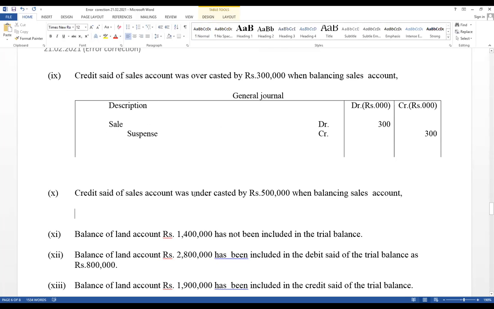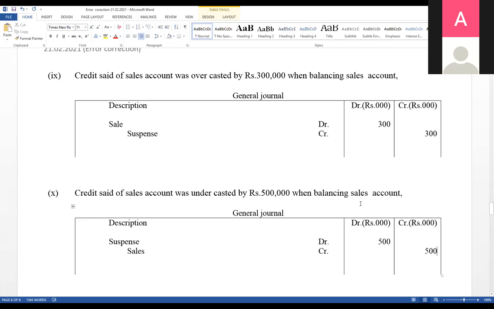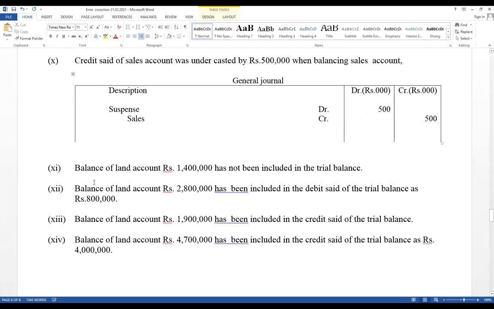Now the credit side of the sales account is undercasted. Therefore, the sales account should be credit and the suspense account should be debit. Now suspense account debit, value equal 500, and sales account credit, value equal 500. Think, if errors occur when balancing a ledger account, they definitely affect suspense accounts. Right, next one, 11.